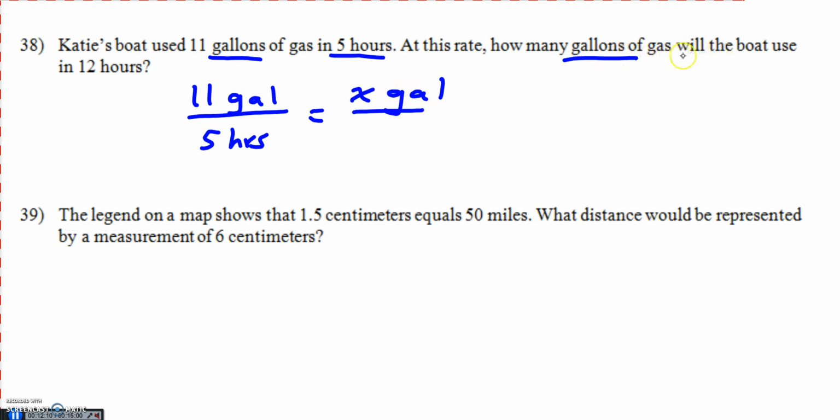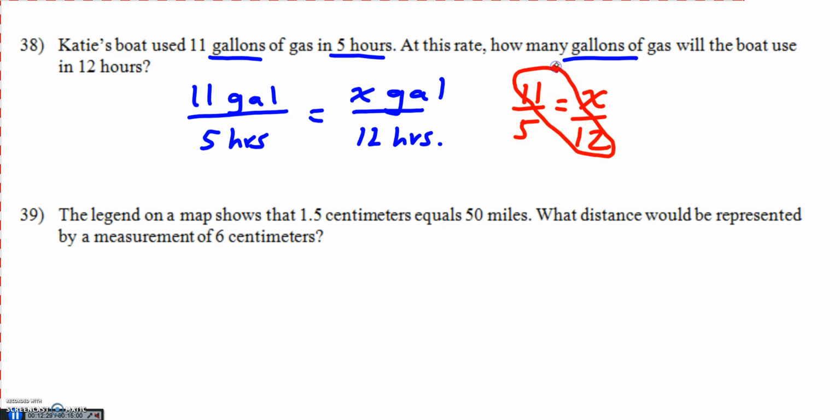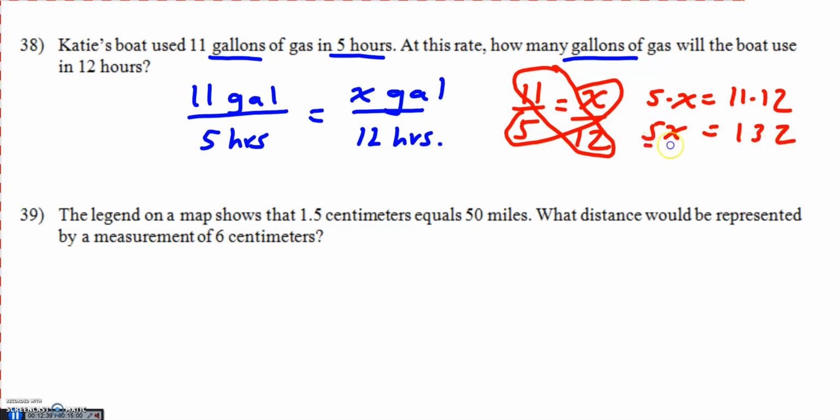How many gallons will the boat use in 12 hours? So I'd put the 12 hours here, also to be consistent with the units. If the units bother you, feel free to write the proportion without the units. 11 over 5 equals X over 12. If a fraction equals a fraction, you are more than welcome to cross multiply. So we would have 5 times X equals 11 times 12, which is 5X equals 132. If I divide both sides by 5, I get that my X value is 26.4.